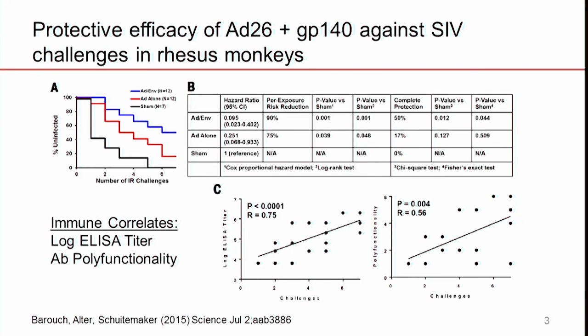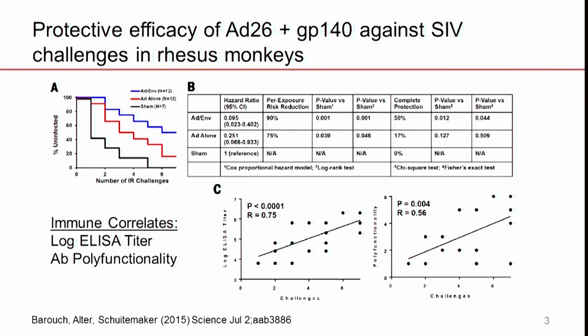So to test whether or not Ad26-based vaccines can actually lead to protection in an animal model, Dan Barouch and others at Beth Israel conducted a study in monkeys. So this study was published about a year ago. There were 32 monkeys in this study. 12 of them received Ad26 as a prime, and then as a boost they received an SIV GP140. GP140, if you recall, is the envelope protein.